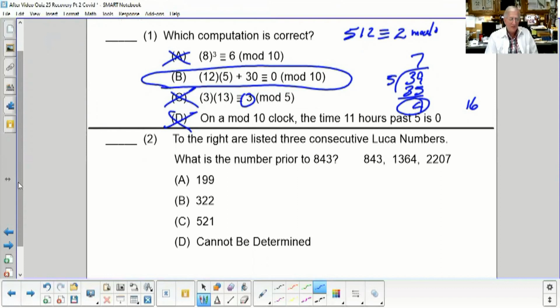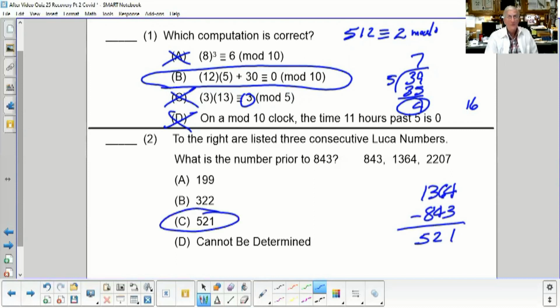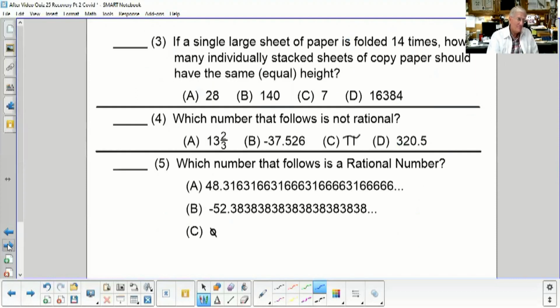What is the next number? Excuse me. What is the number prior to 843? Here are 3 consecutive Lucas numbers listed. How would I get that? It's the one before it. Well, wouldn't it plus 843 have to give us 1364? So if I take 843 away from it, 1, 3, 6, 4, it should be 521, right? Okay, let's go on.